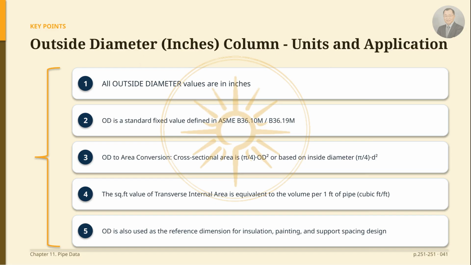This table contains the standard outside diameter dimensions according to ASME B36.10 and B36.19 specifications, as well as the principles for area conversion using them. For example, the cross-sectional area can be found by substituting the outside diameter value into the formula pi divided by 4 times the diameter squared, and the transverse internal area value, denoted as square feet, is equivalent to cubic feet per foot, making it useful for volume calculations.